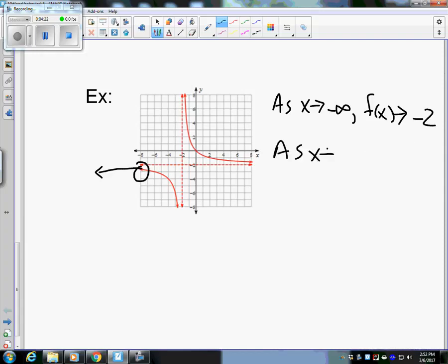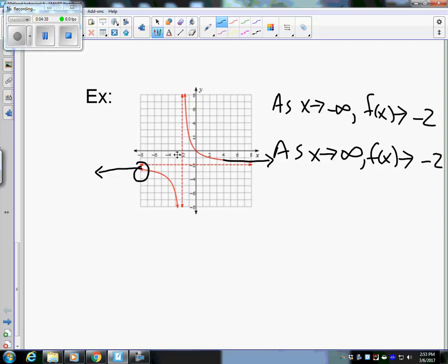As x goes to positive infinity, the y value goes to where? So as x gets bigger and bigger and bigger, follow the part of the graph where the x is going to get bigger and bigger and bigger. What's happening? They're also going to go to -2.